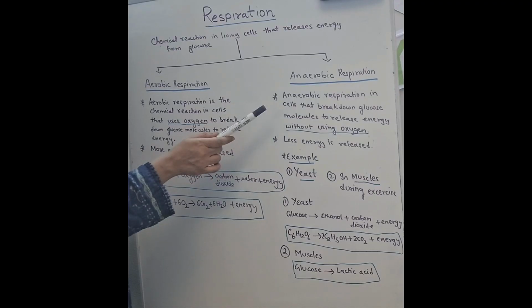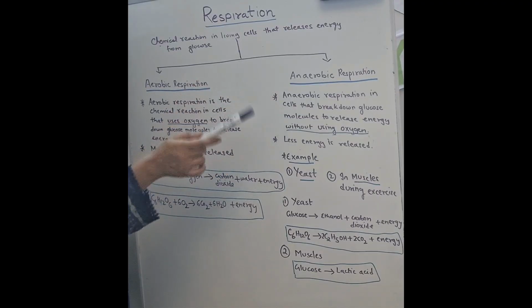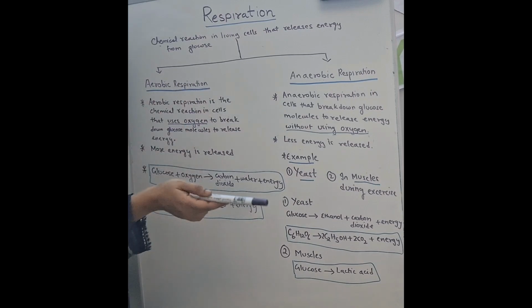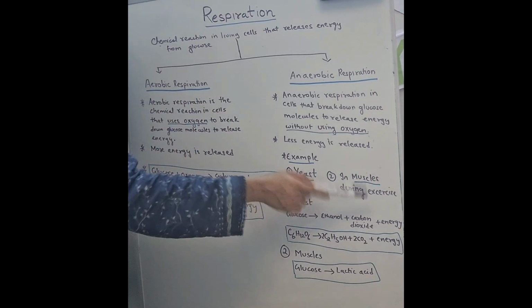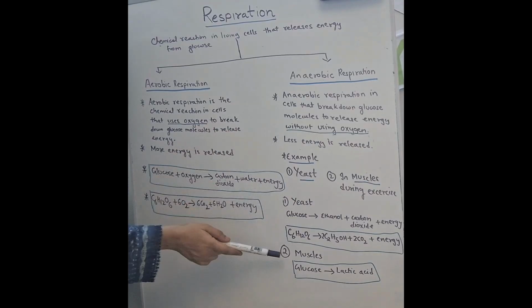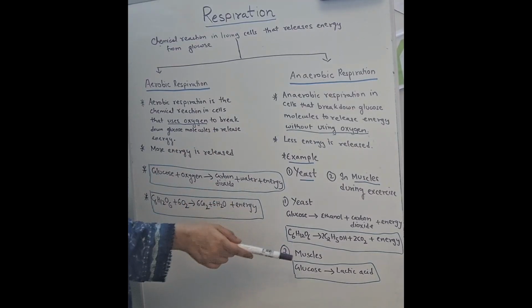What happens in anaerobic respiration? The glucose will break down. What are the products formed? In yeast, the products are ethanol and carbon dioxide along with energy, whereas in muscles, lactic acid is the product along with the energy.